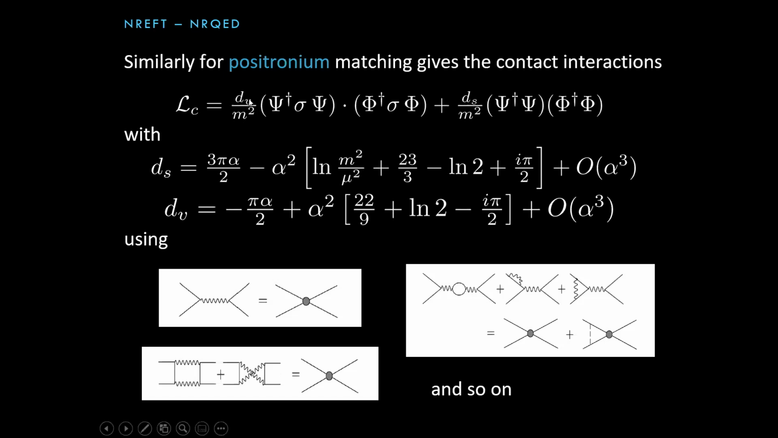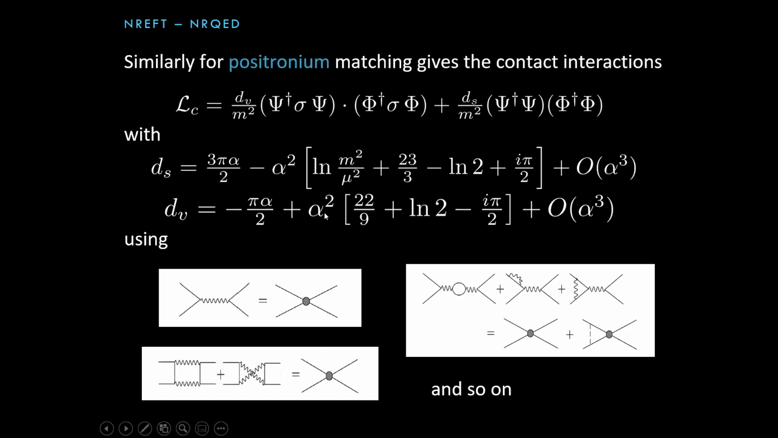So the coefficients here are called dV and dS because unlike the previous case, everybody is not an electron here. Now there's 2 electrons and 2 positrons. Same kind of a story about matching. If I take these various graphs and some other ones, and I match, I learned that these coefficients dS and dV are given by this to order alpha squared.